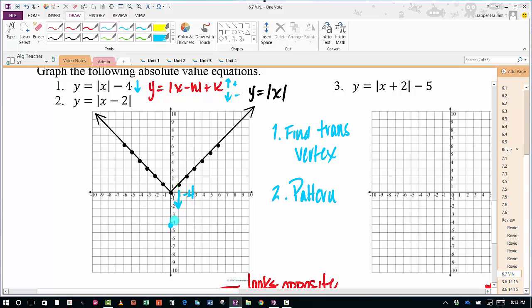Remember that pattern we just learned? Up 1, right 1, up 1, right 1, up 1, right 1. That's that pattern. Up 1, left 1, up 1, left 1, up 1, left 1. Yeah, that pattern right there. That's the only pattern we need. That is graphing with the absolute value using vertex form.